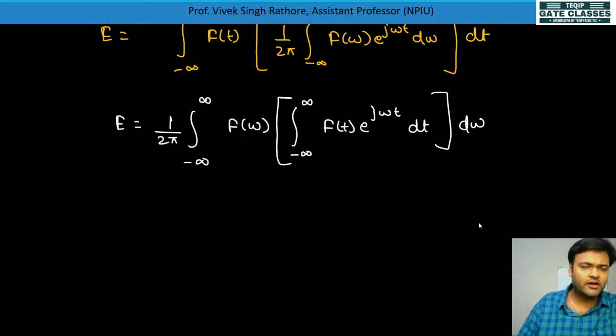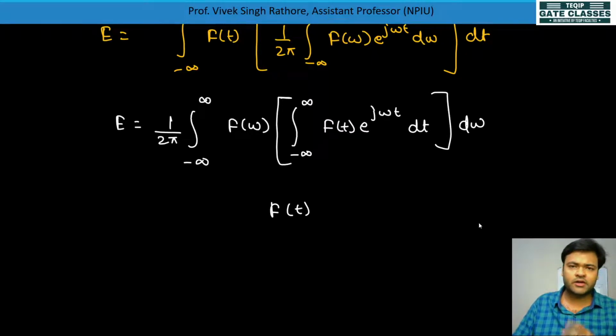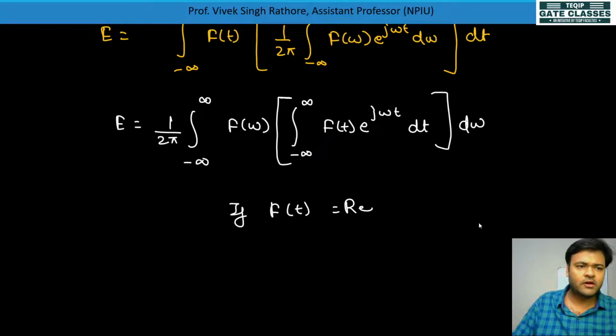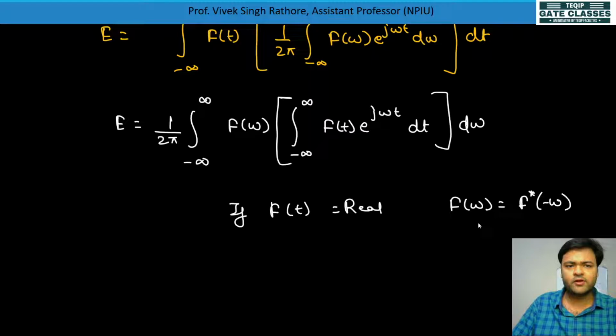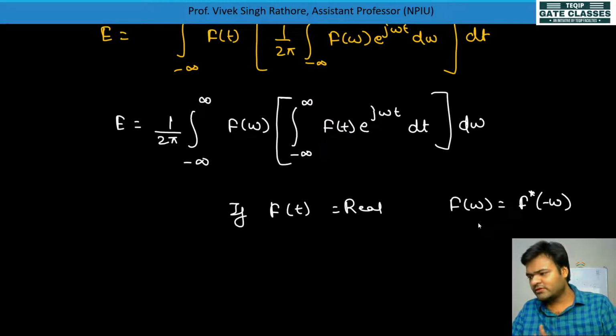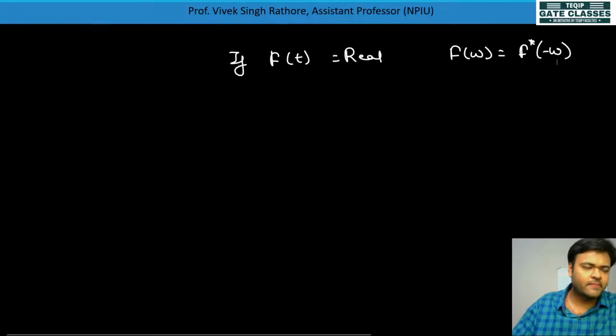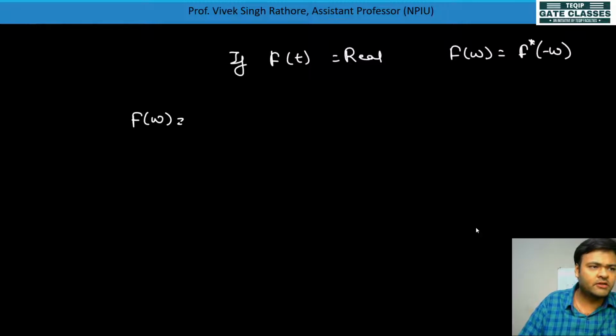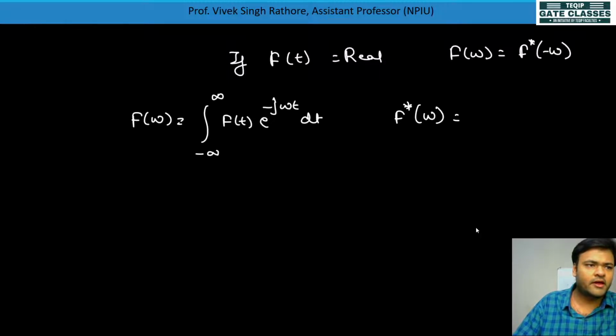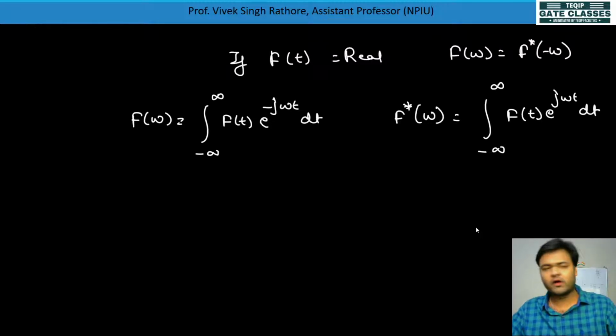And see, as you know, if f of t is real, you know the condition: how to check whether f of t is real or not? When F of omega is equal to F star of minus omega, then you can tell that this value is real. Okay, this value is real. So as you know, F of omega is nothing but the integral from minus infinity to infinity of f of t e to the power minus j omega t dt, right? And if you calculate F star of omega, what you will get is nothing but the integral of f of t e to the power j omega t dt. This you know exactly.